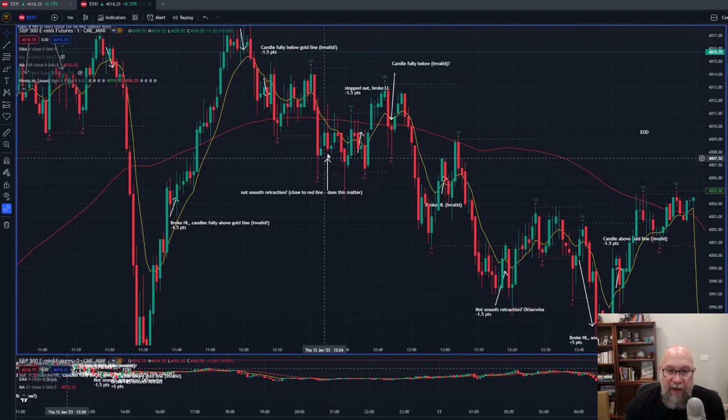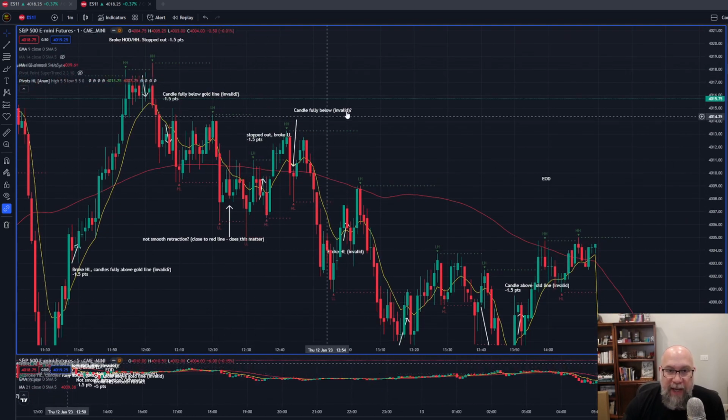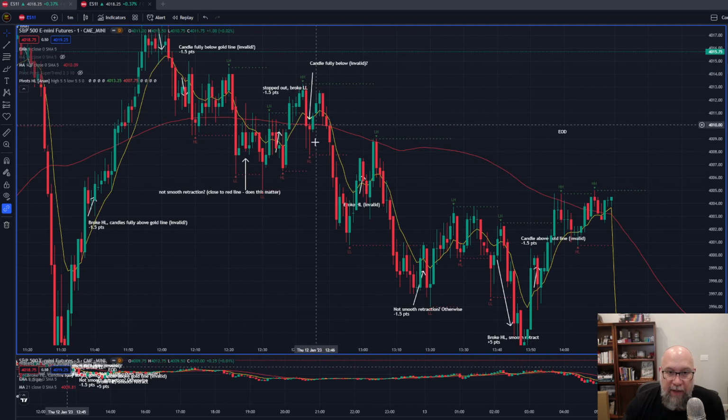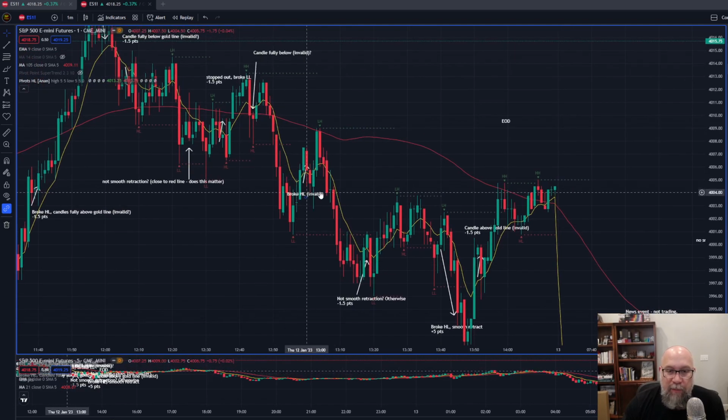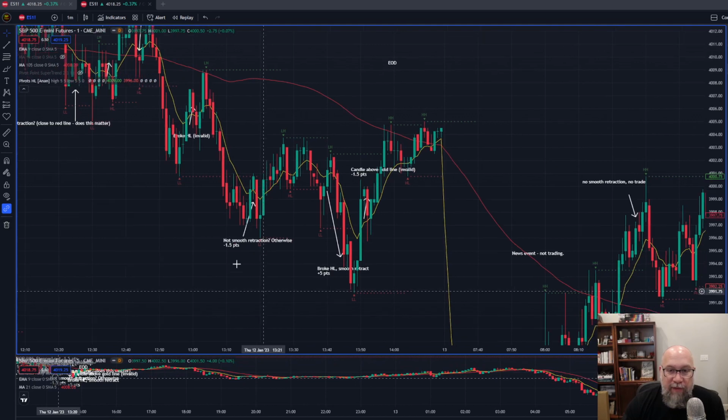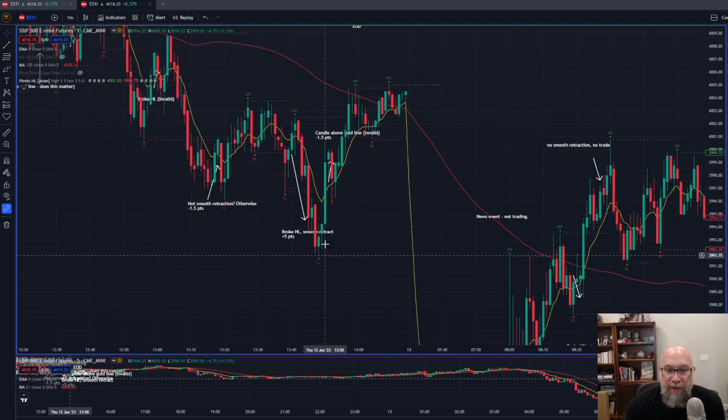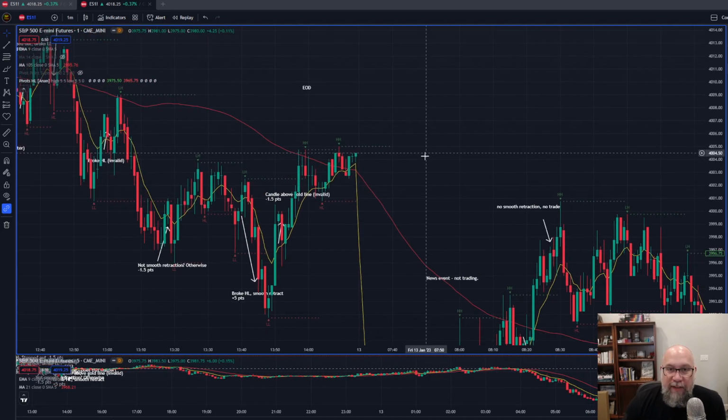And then I have a couple in here, not a smooth retraction, close to the red line, candle fully below. Does that make it invalid? I mean, we're below the red line pretty much. Broke the higher low. Basically, that's invalid. So here we have another loss. So 1, 2 losses, and then a win. So far, it's looking like it's going to be very close.